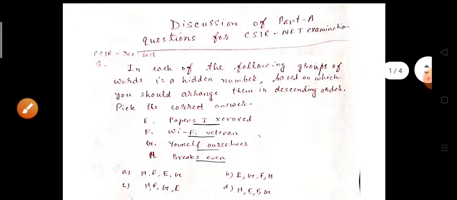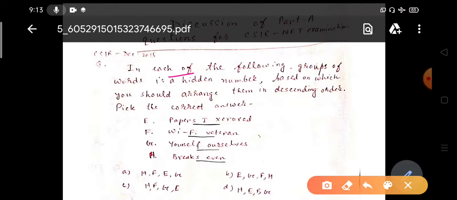So the first question is, in each of the following groups of words is a hidden number based on which you should arrange them in descending order. Pick the correct answer. So you are given some words, and in these words or between these words there are several numbers which are hidden. So you have to find them out and arrange them in descending order.